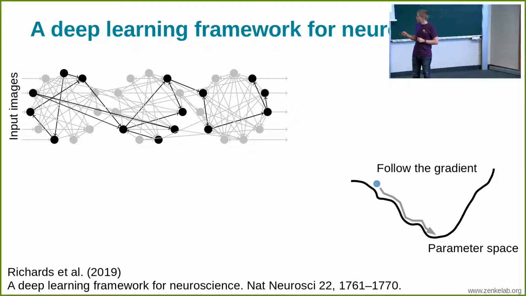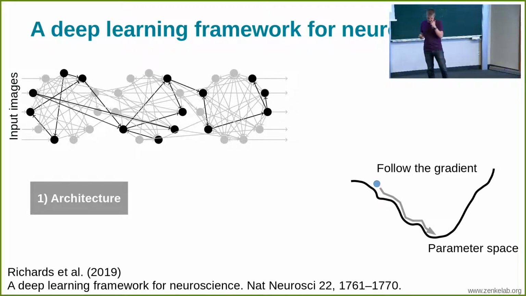And so there are three ingredients really that you can break this approach down to. One is concerned with the architecture. So how many of these areas do I have? What are the types of neurons that are in there? How do I connect them on average? How do I initialize the weights?